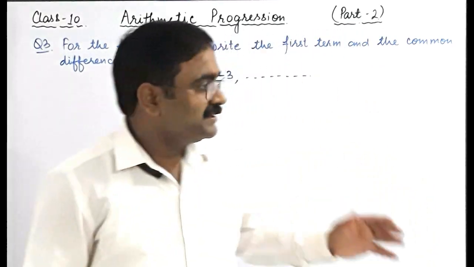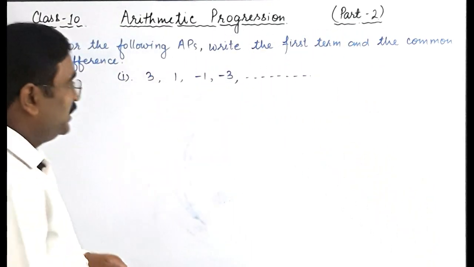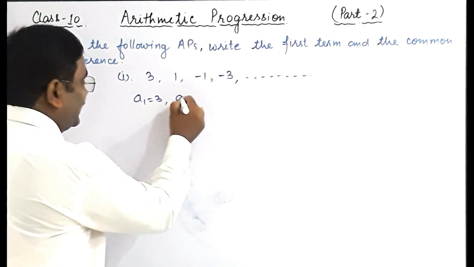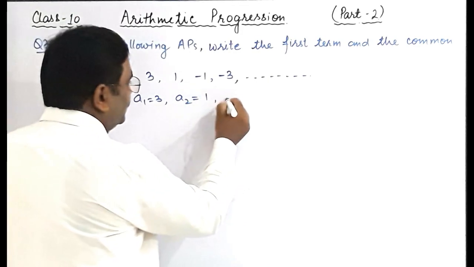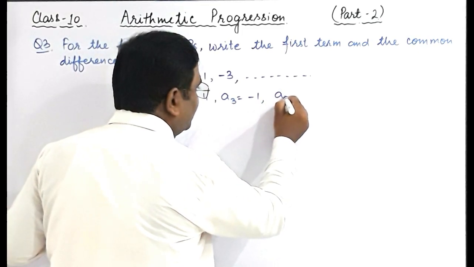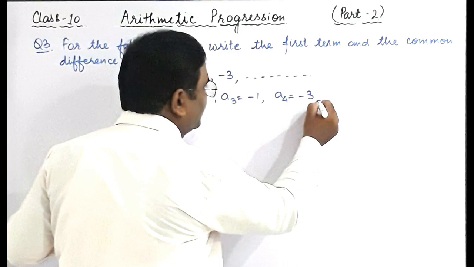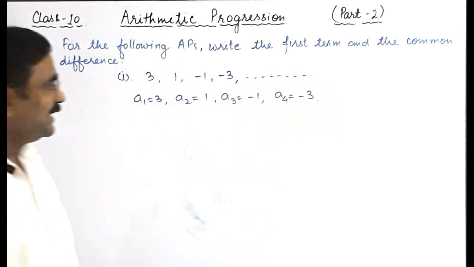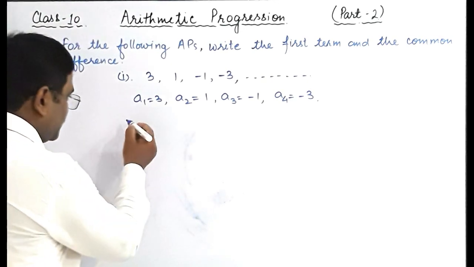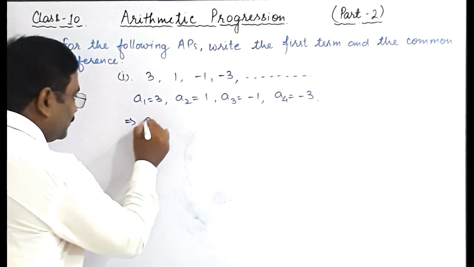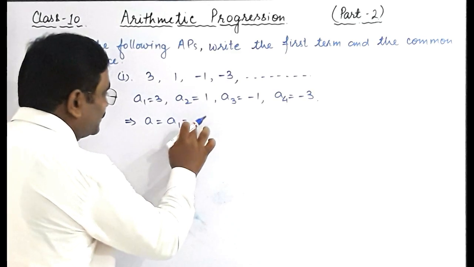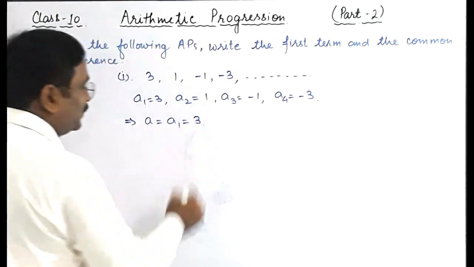This is the list of an arithmetic progression in which the first term is given 3, the second term is given 1, the third term is given minus 1, the fourth term is given minus 3, etc. As it is an infinite arithmetic progression, we have to find out the first term, which is a1, and that is equal to 3. So we got the first term.